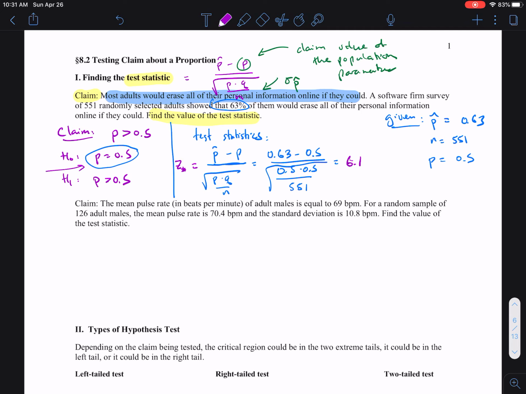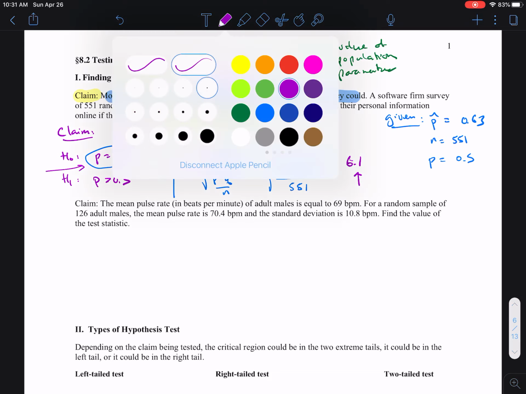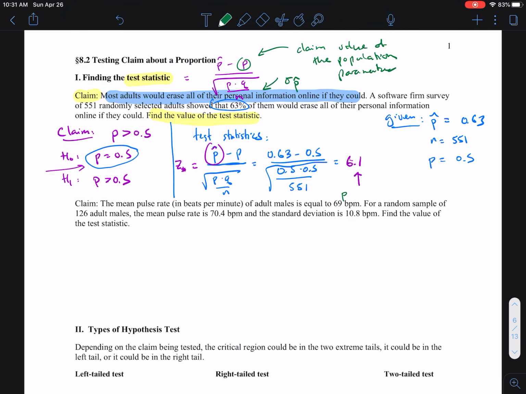Let's look at a sample of 551 random adults. If the proportion of adults who would erase their personal information is 50%, then we'd expect from a sample of 551 that the sample percentage p hat will be close to 50%. It turns out that this sample p hat is 6.1 standard deviations away from, above the claim value, the value we assume here, the claim value.